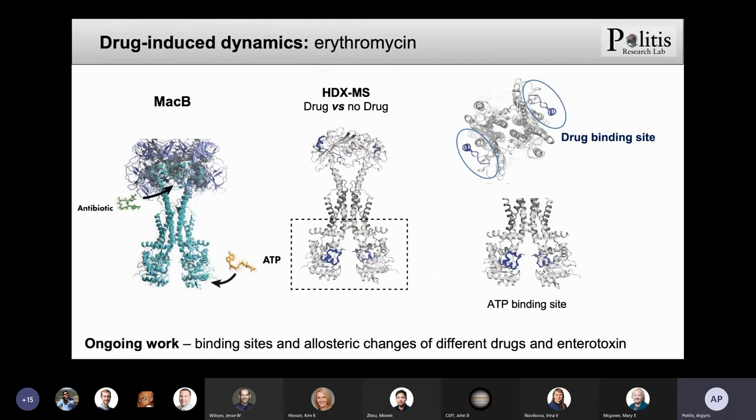We were also able to carry out differential experiments with and without drug, erythromycin. Here you can see that with our method, we can identify the drug binding site on the top of the transporter, but also the ATP binding site, the blue and red regions in the bottom of the transporter. Ongoing work on this project involves understanding the synergy of drugs with enterotoxin and trying to identify the binding site. But here I showcase how this method can not only understand the functional dynamics of membrane transporters, but also identify very clearly the binding sites of drugs.